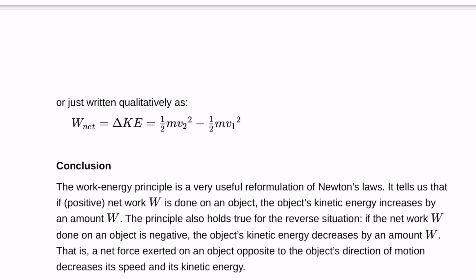This principle also holds true for the reverse situation. If the net work done on an object is negative, the object's kinetic energy decreases by that amount of work. So if the original kinetic energy was some number of joules and negative work is done on it, then you just take those joules and subtract the joules of work that were done on it, and then you have your new kinetic energy.